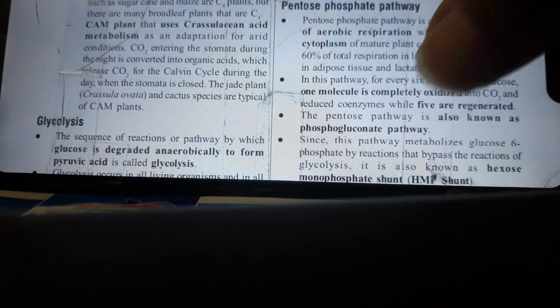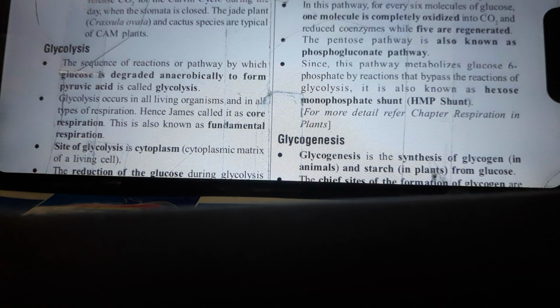Next is the pentose phosphate pathway. The pentose phosphate pathway is an alternative method of aerobic respiration which occurs in the cytoplasm of mature plant cells, accounting for 60% of total respiration in liver cells, and also occurs in adipose tissue and lactating mammary glands.